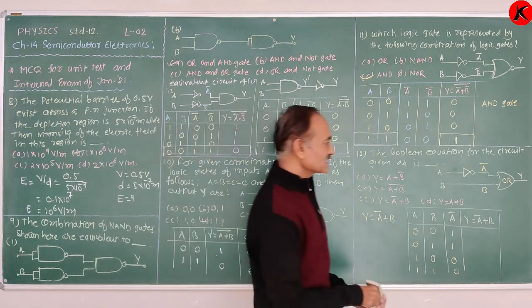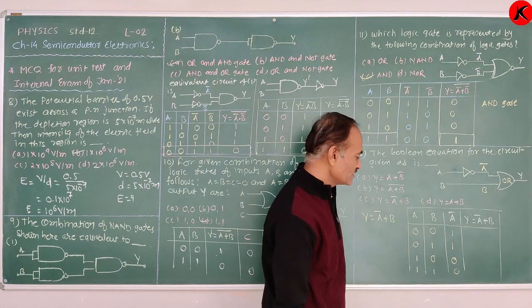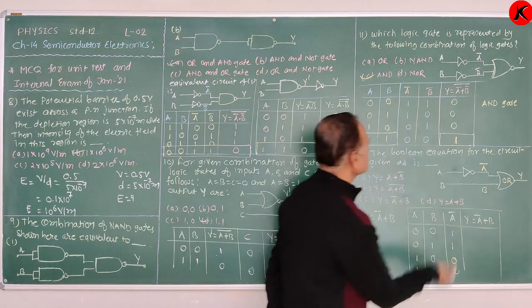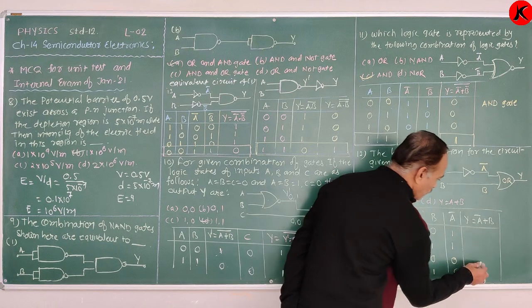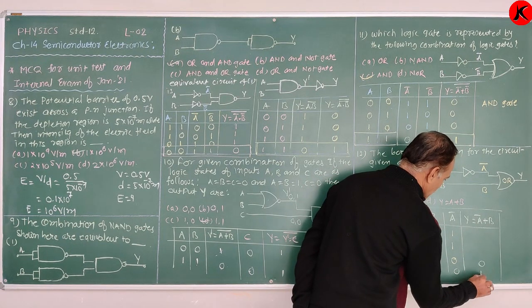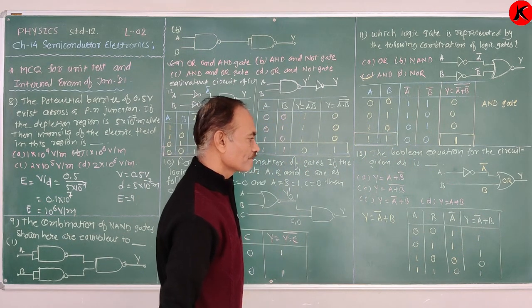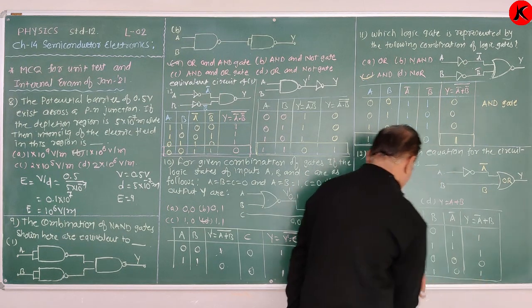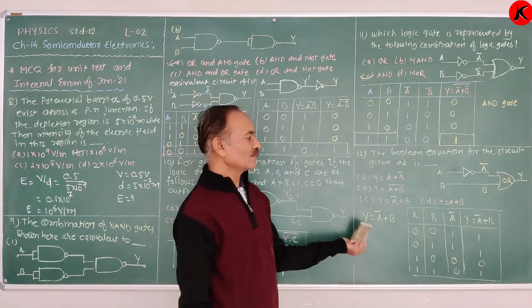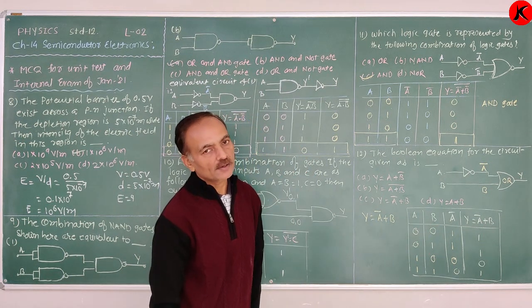Now which gate is given? OR gate. The OR gate has the characteristic that for 0, 0 the output is 0, otherwise 1. Right? So here both inputs are 0 for this row, therefore the output is 0, otherwise 1. So that is the output of this given combination. That was not asked, we only had to prepare the Boolean equation, but we can also prepare the truth table for this given combination.